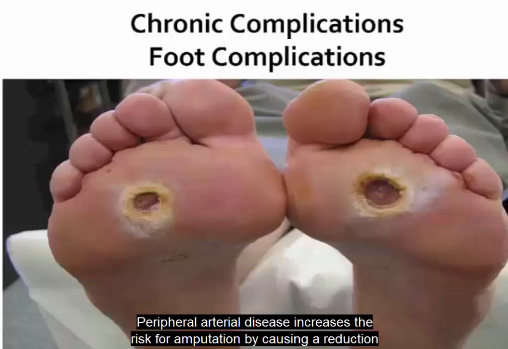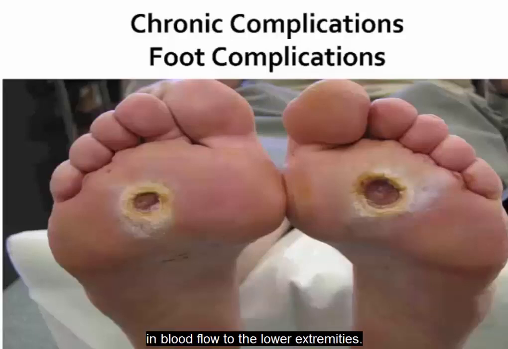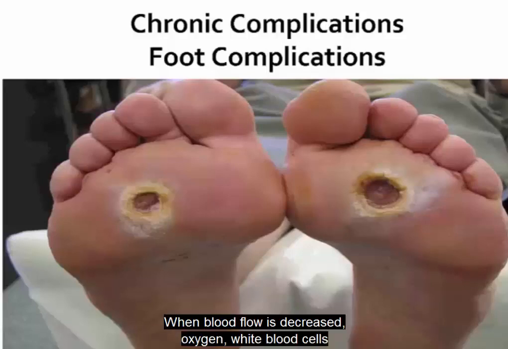Peripheral artery disease increases the risk for amputation by causing a reduction in blood flow to the lower extremities. When blood flow is decreased, oxygen, white blood cells, and vital nutrients are not available to the tissues. Wounds take longer to heal, and the risk for infection increases.